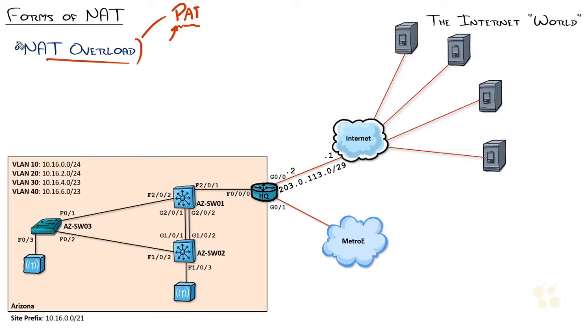NAT Overload should be called, in my opinion, NAT sharing or something like that, right? Because it allows you to share public IP addresses for hundreds, if not thousands, of internal devices that are all trying to use that address. Now, the name PAT is there for a really good reason, and it's the way it accomplishes that. The brilliance behind NAT, if you will, is using all of the individual port numbers on an address as kind of like separate addresses.